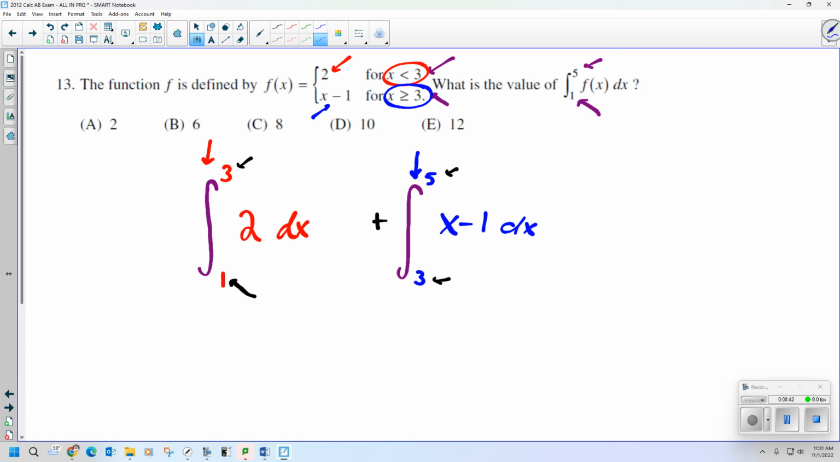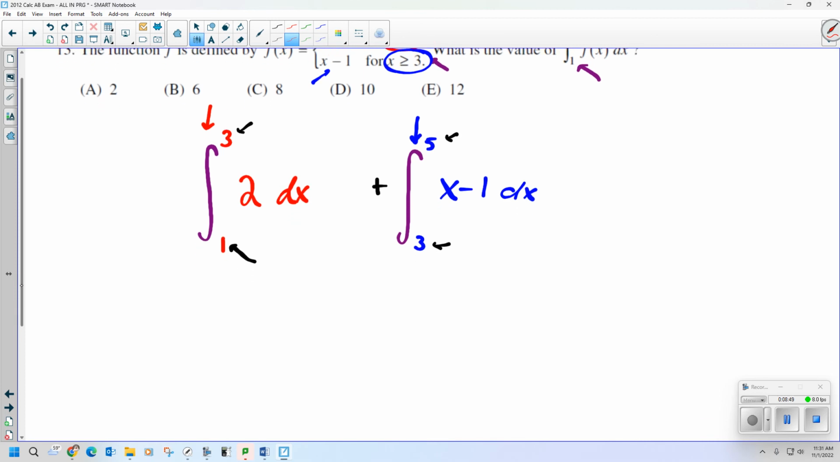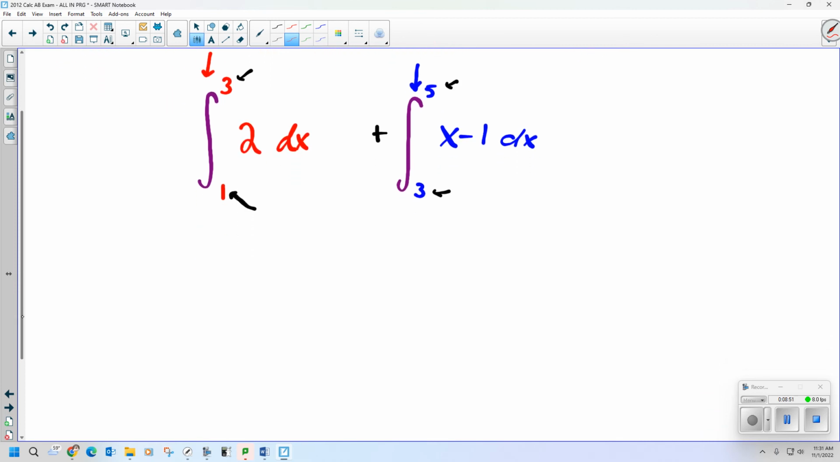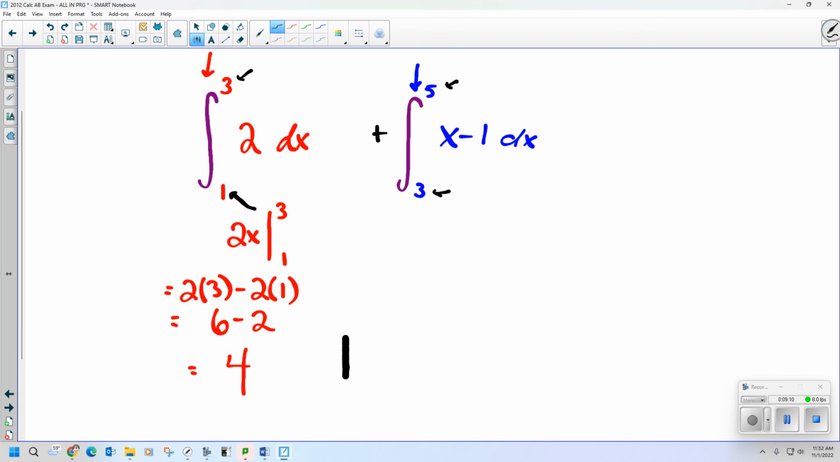All right? These are very simple integrations, so this shouldn't be a very difficult problem to do at all, especially without a calculator. The algebra should be easy. This just becomes 2x when I integrate it. I want that from 1 to 3. Plug in my upper bound of 3, minus plug in the lower bound of 1, and I get 6 minus 2, which equals 4. I'm going to add that to this integration.